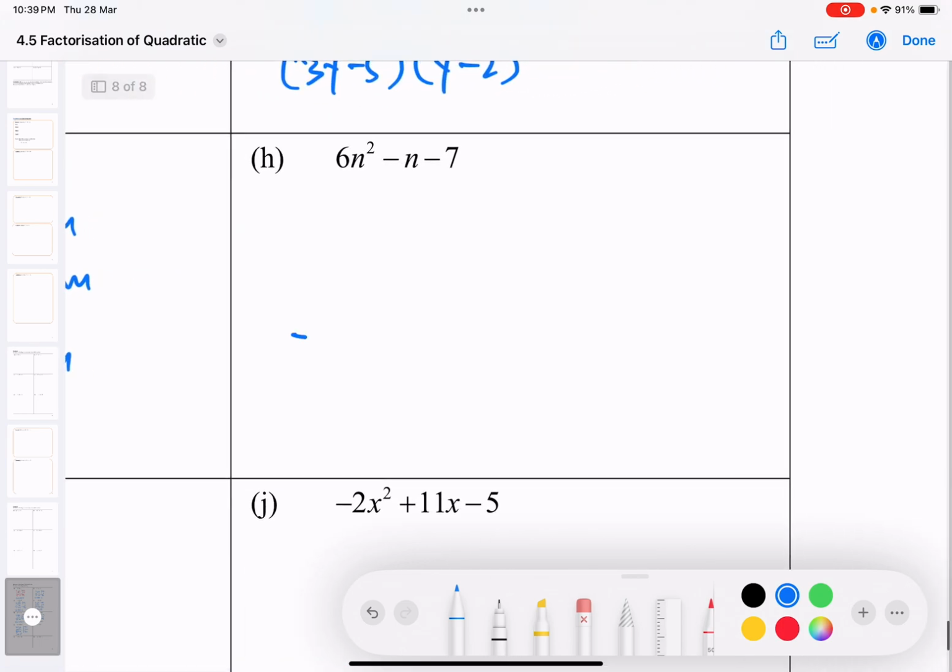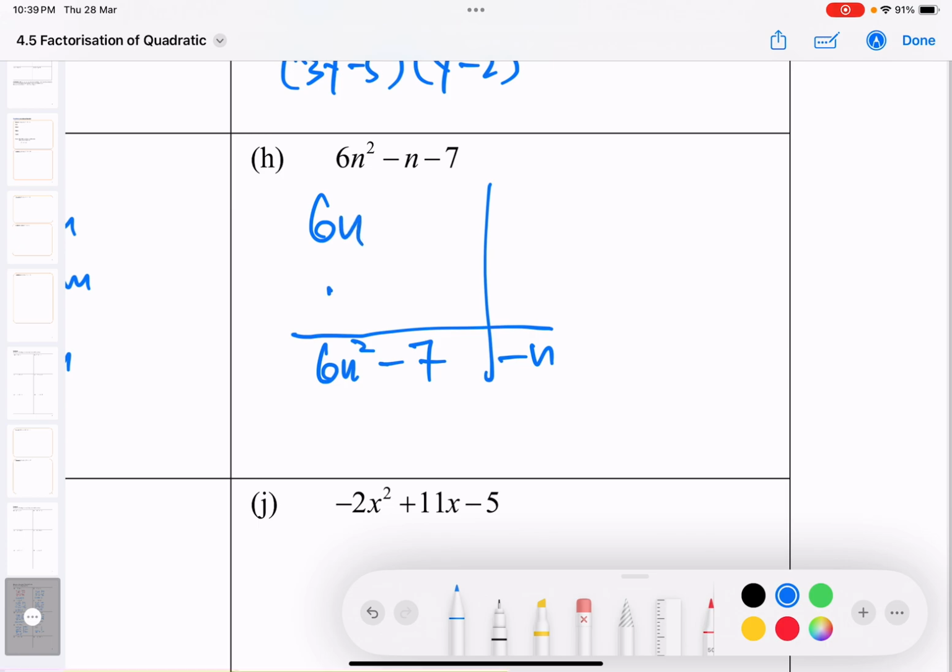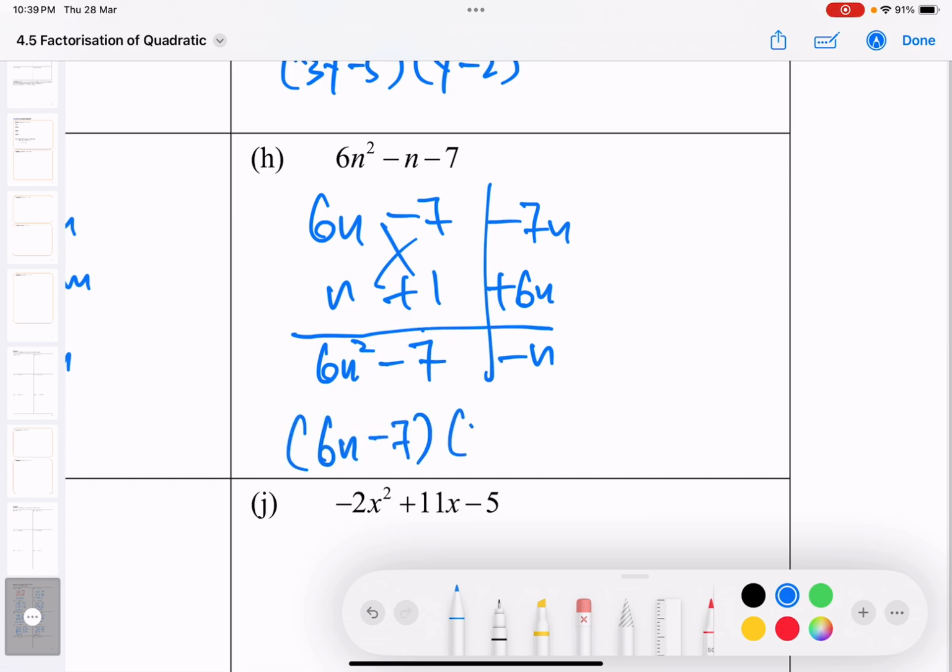The next one over here, I'm going to do the ladder method again. Oops, not negative 7, negative n. 6n times n. So I'm going to get 7 times 1. So I'm going to get 6n, 7n. To get negative, this must be negative, this is positive. I double check this, I multiply this together. Indeed, it gives me negative 7. So my answer is 6n minus 7, n plus 1.